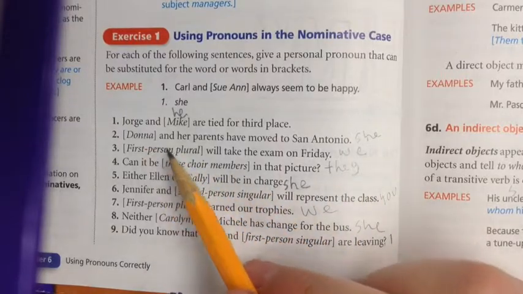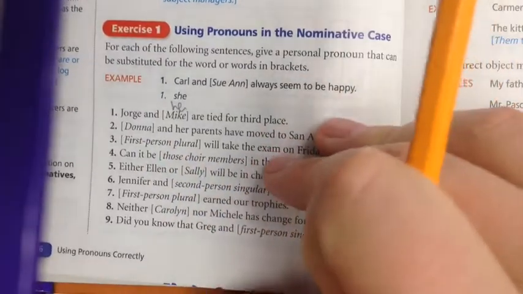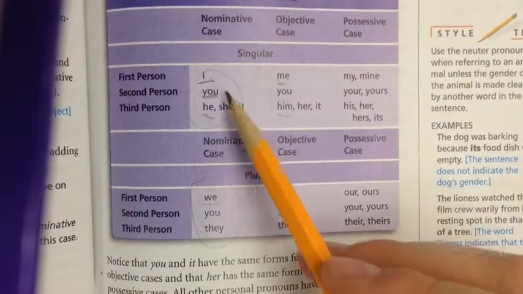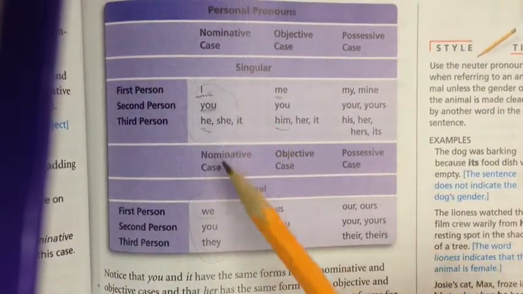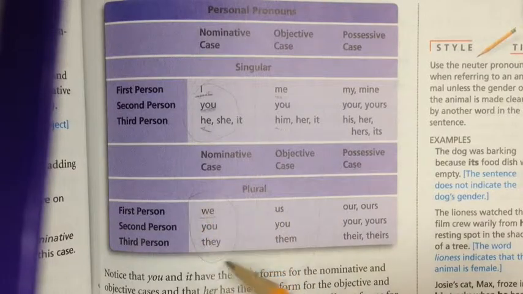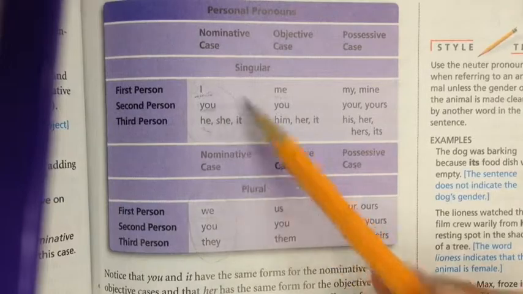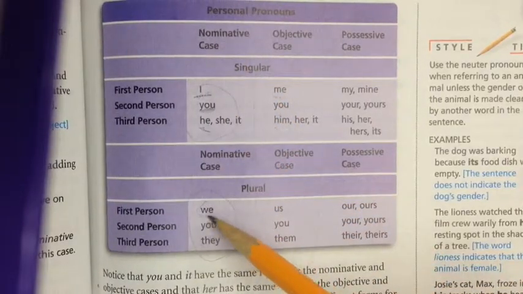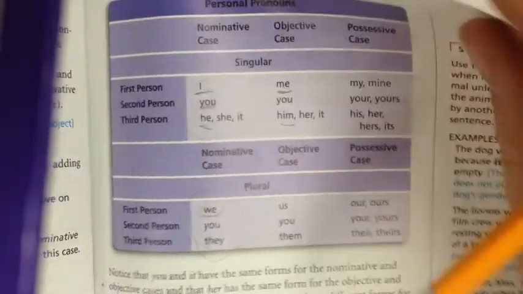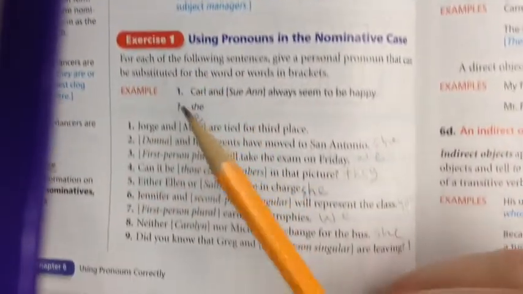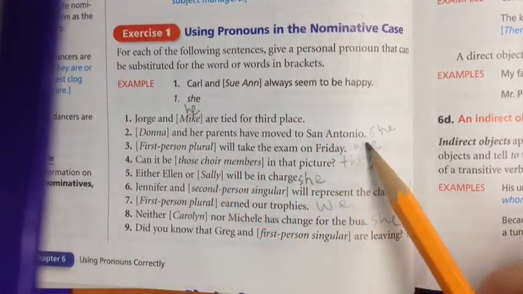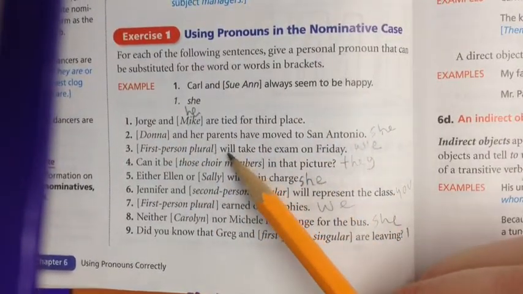Number three, first person plural. Well, what the heck is that? Let's take a look at the chart. So if you look up here, we have our singular nominative pronouns, and then below we have our plural nominative pronouns. So first person, plural, nominative, we. There it is, we. So anyway, first person, plural, we. And that's the subject of will take.